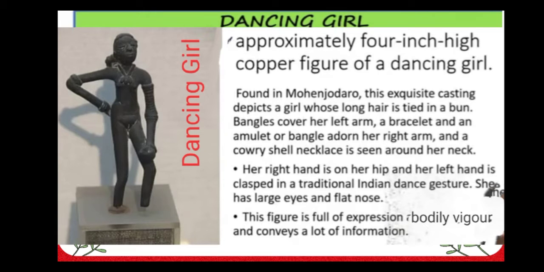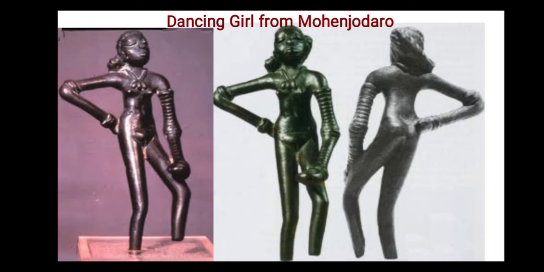Next important sculpture of the Indus Valley civilization is the dancing girl. The dancing girl is approximately 4 inches high, and it is a copper figure which was titled the dancing girl. It was found in Mohenjo-daro, and the exquisite casting depicts a girl whose long hair is tied in a bun. Bangles cover her left arm. A bracelet and an amulet or bangle adorn her right arm, and a cowrie shell necklace is seen around her neck. Her right hand is on her hip, and her left hand is clasped in a traditional Indian posture. The figure is full of expression and bodily vigor, and conveys a lot of information.